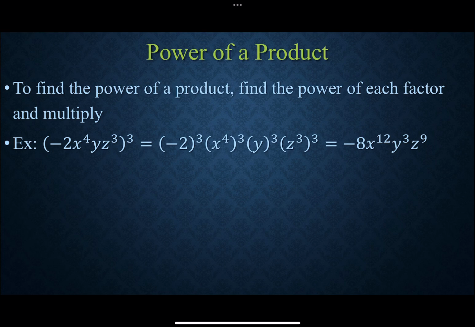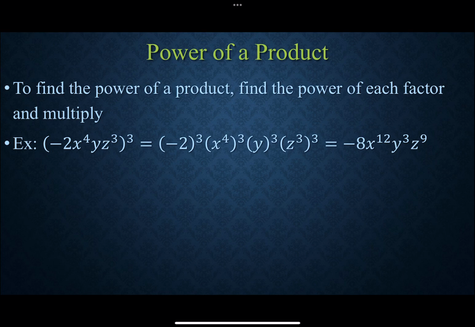Now, if we've got a product, an expression being raised to a power, each individual piece gets raised to that power. So the exponents would be multiplying, power to power. The coefficient would then also get raised to that power and evaluated. So if I have negative 2x to the fourth y z cubed, and I'm cubing the entire expression, I'm cubing the negative 2, cubing x to the fourth, cubing y, cubing z cubed.